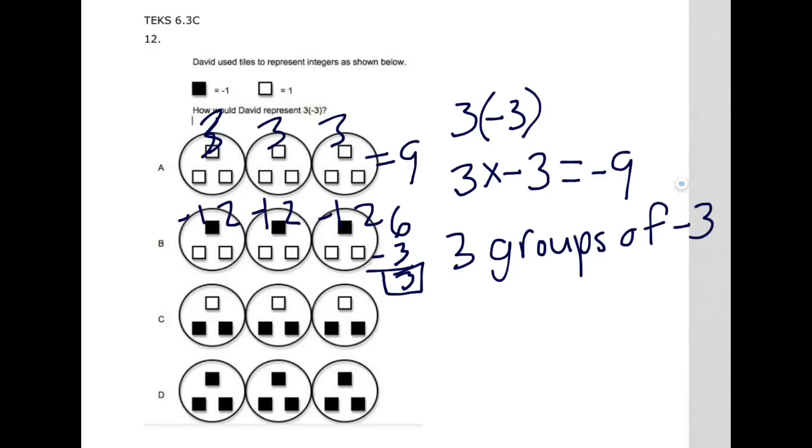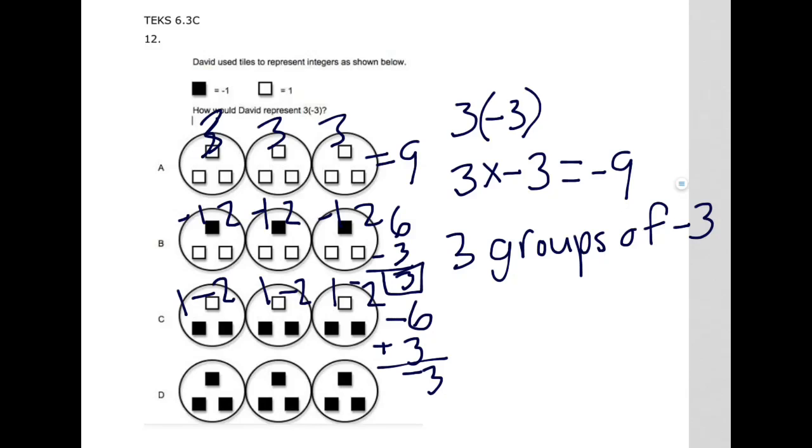Same thing here. If I look, there's 1 positive and 2 negatives, 1 positive, 2 negatives, 1 positive, 2 negatives. If I add those up, I get -6, and then I get 3. -6 plus 3 is -3. That's incorrect. I'm looking for my answer to be -9.